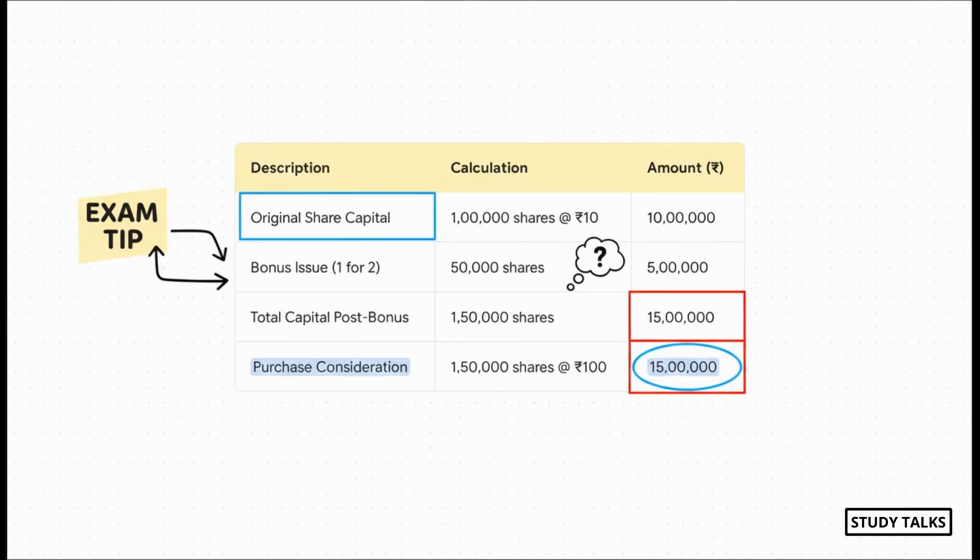So first things first, let's nail down the purchase consideration, or PC. Now, you can't just grab the original share capital. Nope, you have to deal with that bonus issue first. Better Limited had 1 lakh shares, they did a 1-for-2 bonus, so now they have 1.5 lakh shares. The problem says these shares are worth 100 rupees each after the bonus. So a little multiplication and boom, the PC is 15 lakh. What ICAI is really testing here is simple. Can you follow the correct order of events?